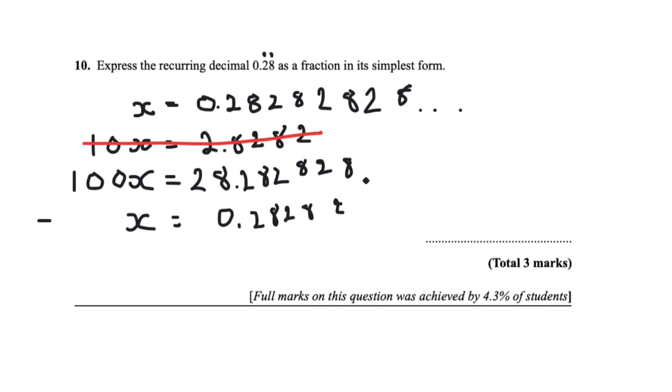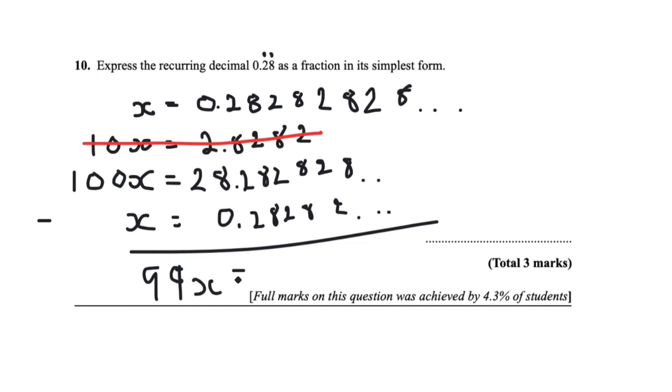And because they're both recurring, we end up with 99x is equal to 28. So to find our fraction, we say x is equal to 28 over 99. And that's your fraction. Now, like I said, I don't know what the actual original question was, but if it was 0.28 with them both recurring, that would be your answer.